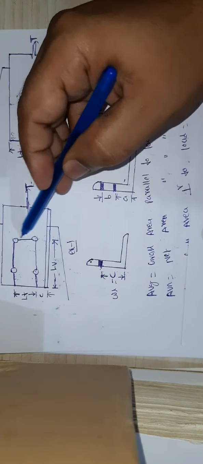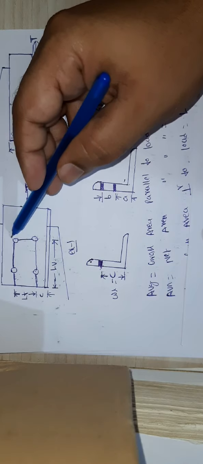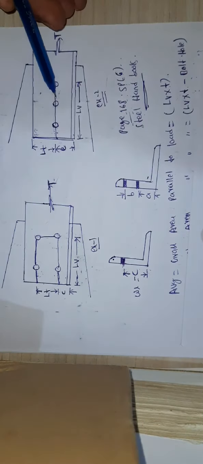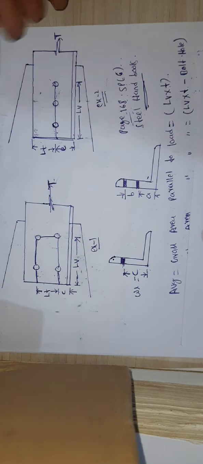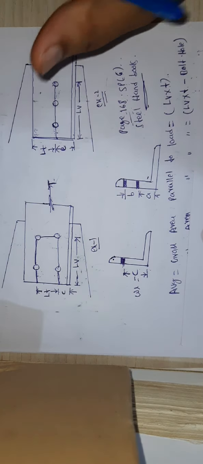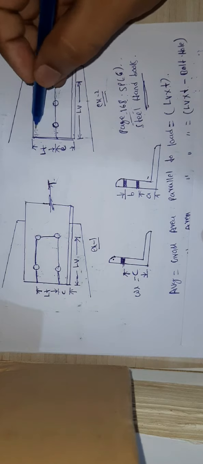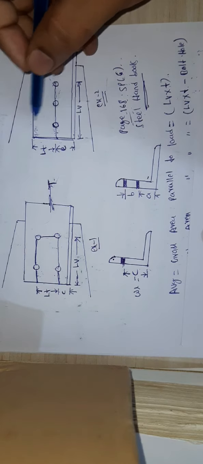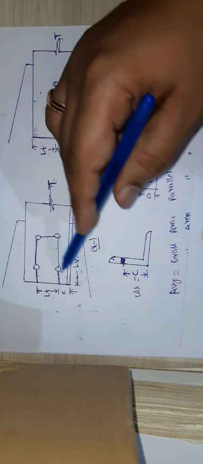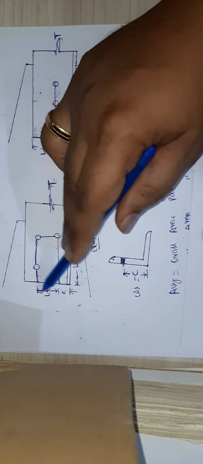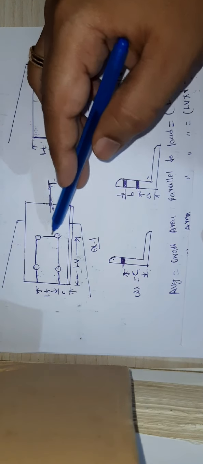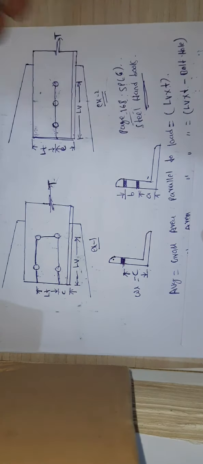Along the perpendicular line, how many bolt holes are there? We need to deduct those. Please remember this: along this length, along LT, how many bolt holes will come? We need to deduct that.